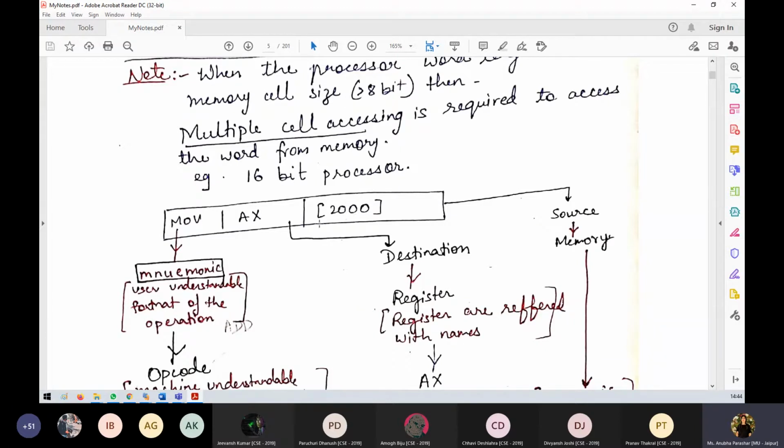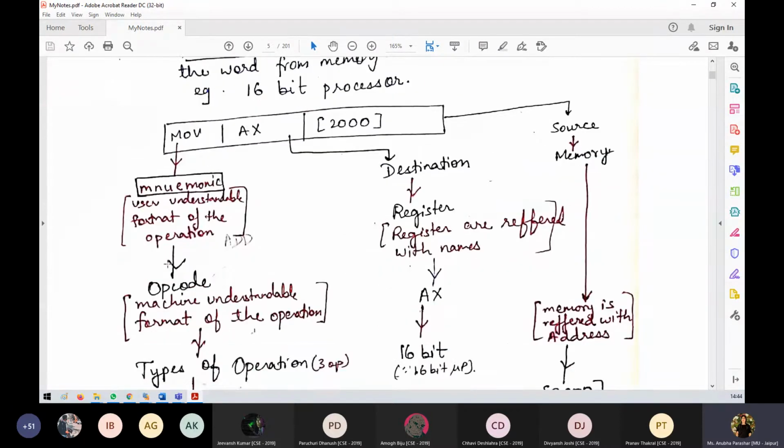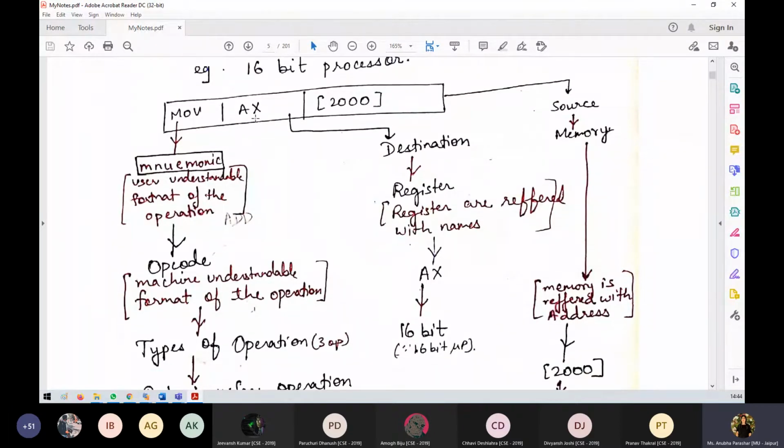So whatever is at this address space will be moved to the AX register. This is the mnemonic code, also known as the opcode, which means you can perform any operation. What operation are we performing now? We are moving. What are we moving? Whatever is contained in this address space, that data is moved to the AX register.